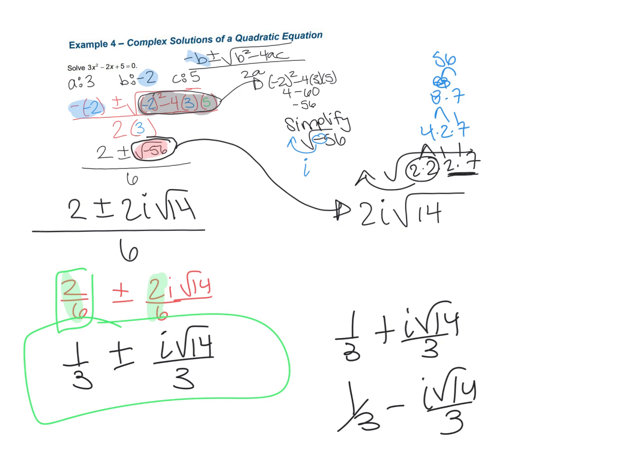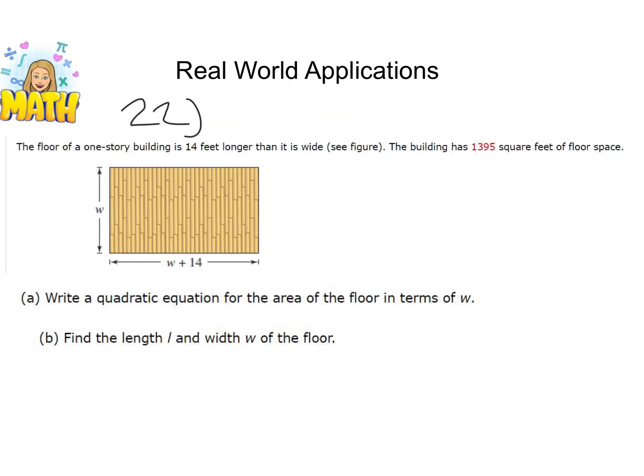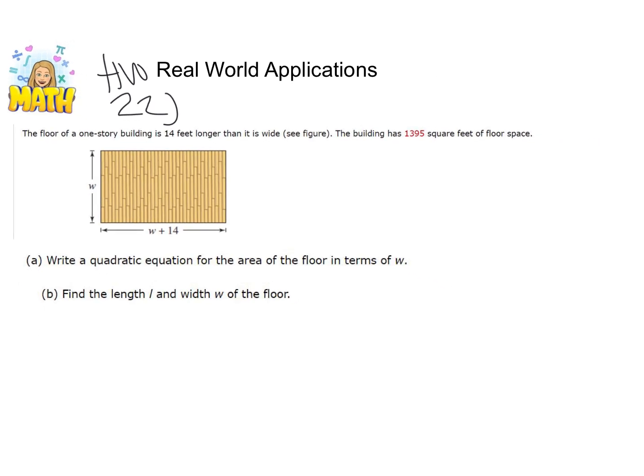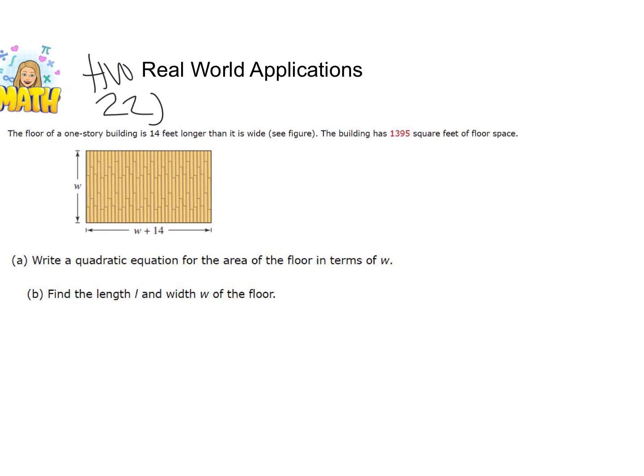Whew. All right, we got one more. This is like number 22 on your homework. It is a word problem. So we're going to do this one together, and hopefully it'll help you on your homework. This says the floor of a one-story building is 14 feet longer than it is wide. See the figure. The building has 1395 square feet of floor space. Write an equation for the area of the floor, and then find the length and width of the floor.